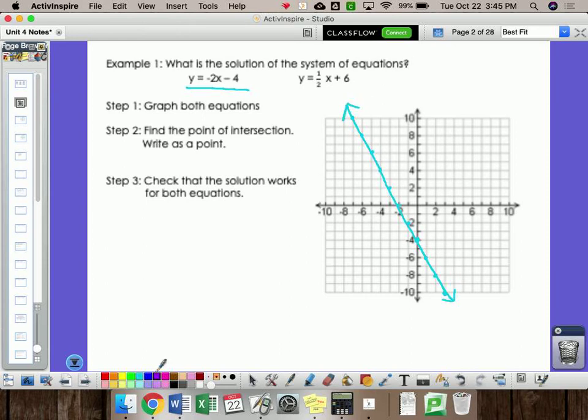Okay, now I'm going to graph 1/2x + 6. So I'm going to begin on my y-axis at positive 6, and my slope is 1/2. So I'm going to go up 1, right 2, as far as I possibly can. Once I run out of space, I could also go the opposite direction. Down 1 and left 2, as far as I possibly can.